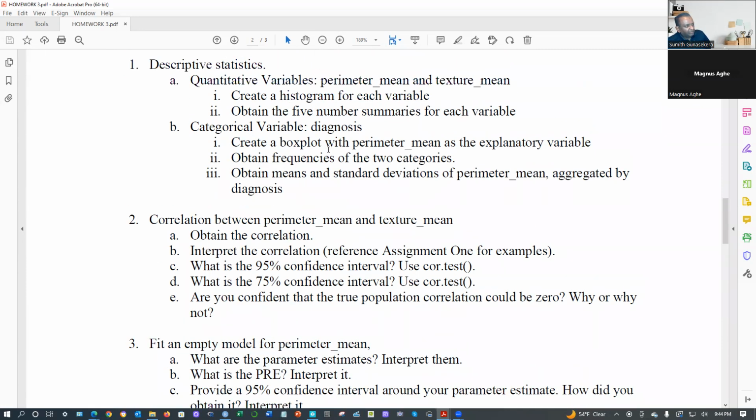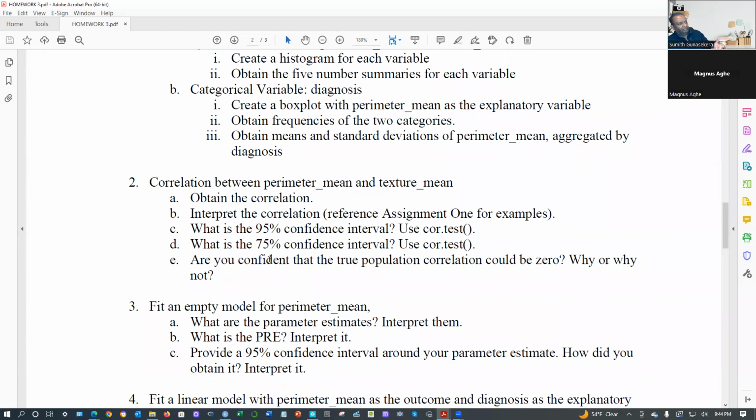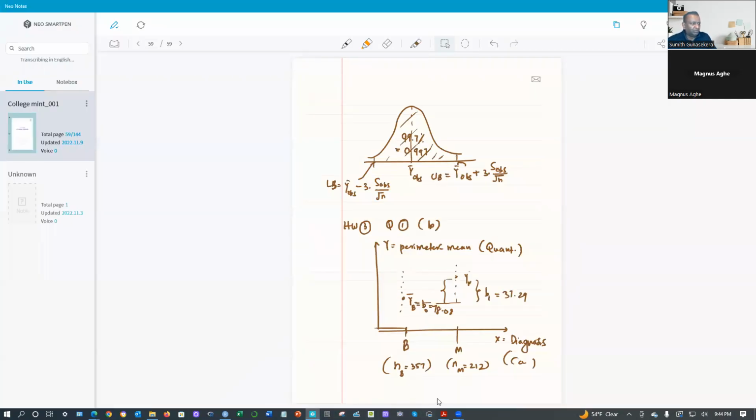We got the group model, the regression model. Okay, and the third one is the empty model. They have mixed them up, but that doesn't matter. See, correlation between perimeter mean and texture mean. Look at what they were doing now. This one is a group model. This part, see, this is a group model. It's a group model.